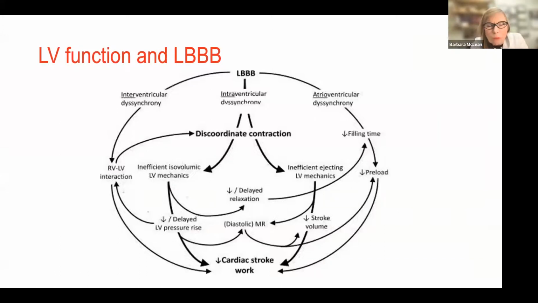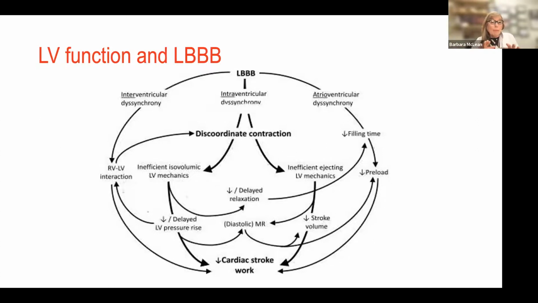Now you're like, oh God, why do I need to know this? Because when you have left bundle branch block, you have discoordinated, dyssynchronous activation and mechanical response of the ventricle. So the right ventricle contracts, and then the left ventricle has a delayed contraction. So there's a problem with the septal wall and the way that that moves. There's a problem with the way the ventricle, particularly the left ventricle, is going to fill with volume. It's going to be very inefficient filling and inefficient ejection.